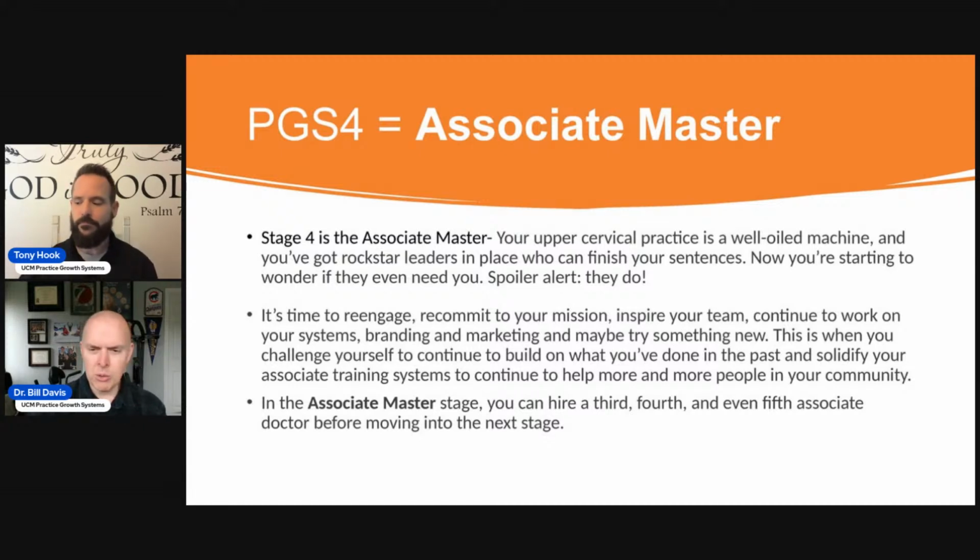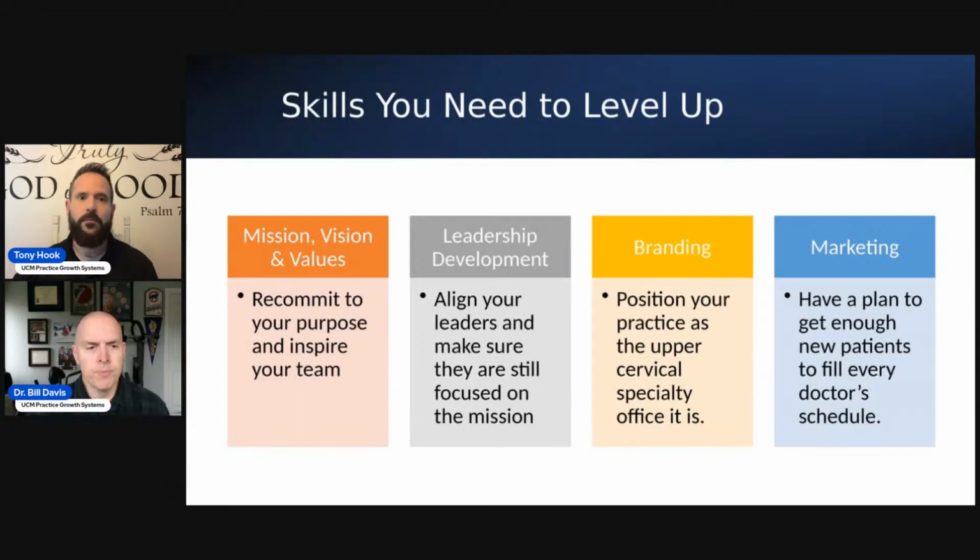And so it's a matter of solidifying your associate training systems, your recruiting of associates, and those types of things. Because in this associate master stage, you can hire a third, a fourth, even a fifth associate doctor before moving into the next stage, which is multiple locations. So you can have a big one-location practice with lots and lots of associates in this associate master stage for sure.